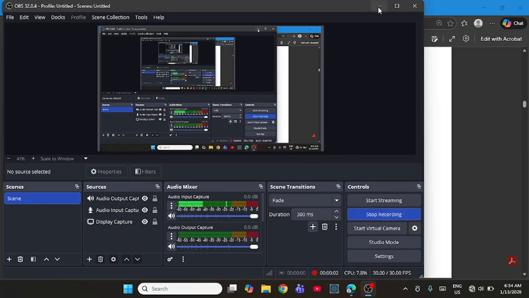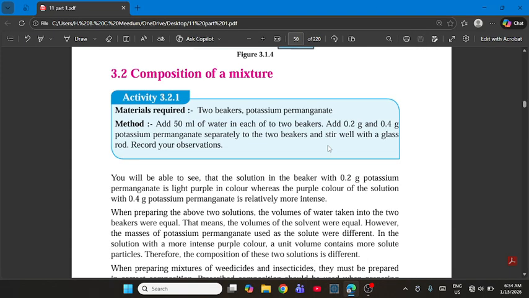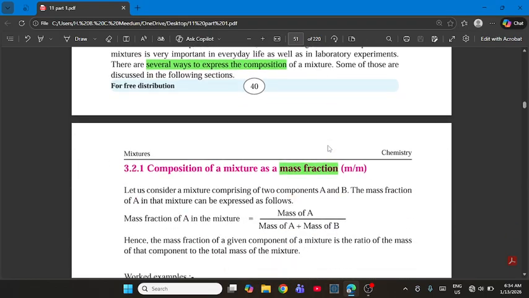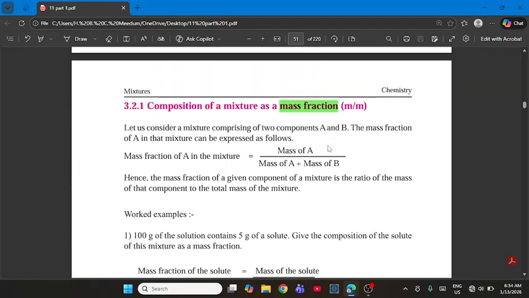Okay, we talked about this part, composition of a mixture. So, composition of a mixture as a mass fraction we talked.